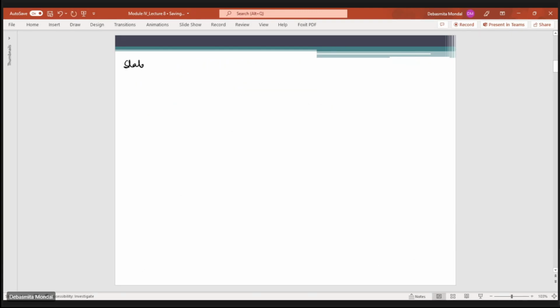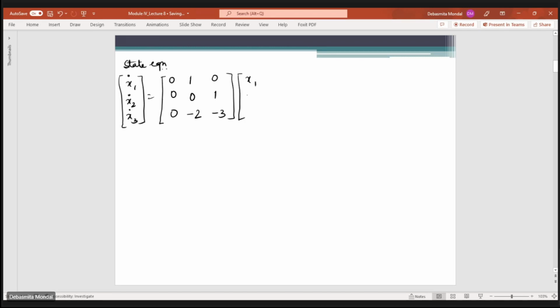So the corresponding state equation would be x1 dot, x2 dot, x3 dot, with the matrix entries written from the three differential equations that we have already found out. So this will be the state equation, and this is your matrix A and this is your matrix B.